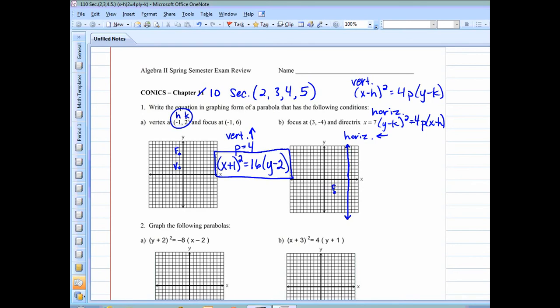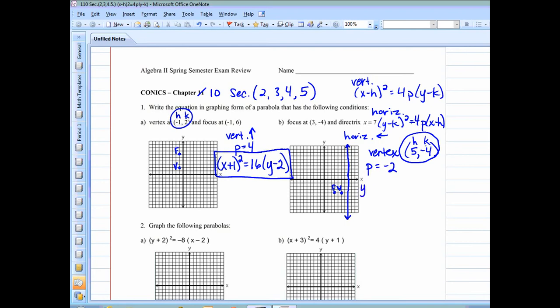And where's the vertex located? Well, it is halfway between the focus and the directrix. So that coordinate would be at (5, -4). And so that's our h and k. I'm going to circle those because we're going to need that in our answer. And we also need to know what p is. Because it is opening left, then p is negative, and it's the distance and direction from the vertex to the focus. That's a -2.